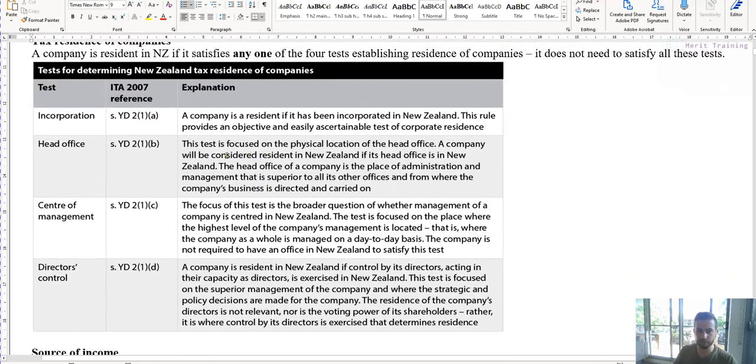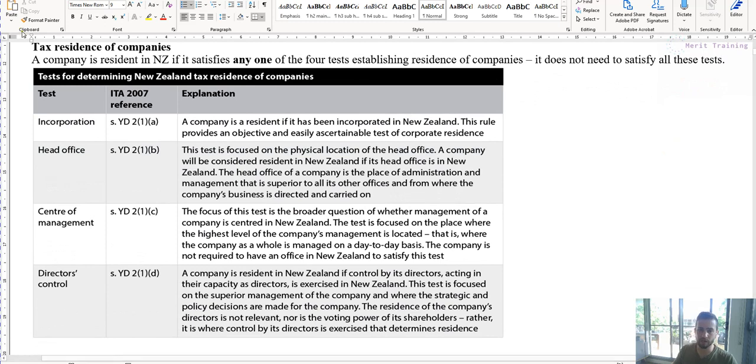So now let's talk about companies, because obviously it's a different test to determine if you're a resident for a company than for an individual, because a company doesn't have an abode or a home, right? So it's a different test. Now you only need to satisfy one of the 4 tests for a company. A company doesn't need to satisfy all 4 of them. So any one of these will do. So the first one is incorporation, and of course I've got the section reference over here if you need it in the exam, but they all come back to YD2.